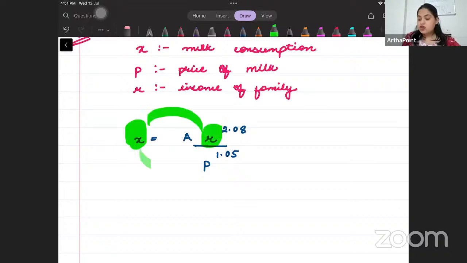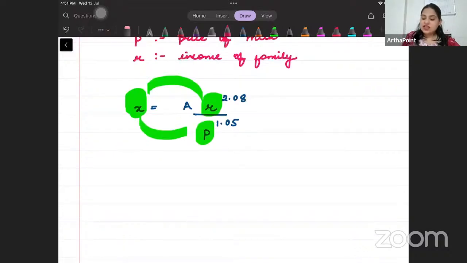So this means that x, which is the demand of the milk, is affected by the income of the family and is also affected by the price of the milk. So we can say that x, which is the demand of the milk, is a function of the price and income, right?